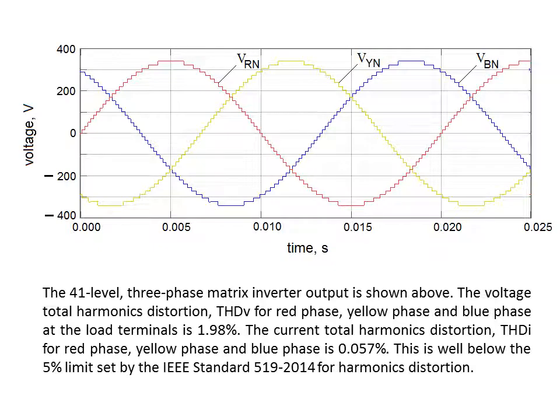The 41-level 3-phase matrix inverter output is shown above. The voltage total harmonic distortion, THDV, for red phase, yellow phase, and blue phase at the load terminal is 1.98%. The current total harmonic distortion, THDI, for red phase, yellow phase, and blue phase is 0.057%. This is way below the 5% limit set by the IEEE standard 519-2014 for harmonic distortion.